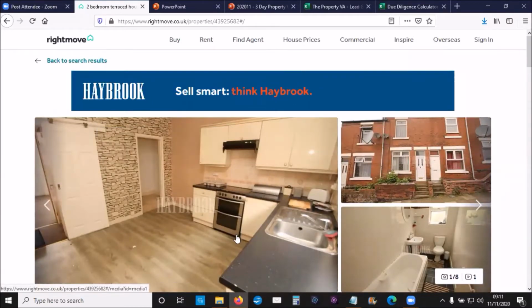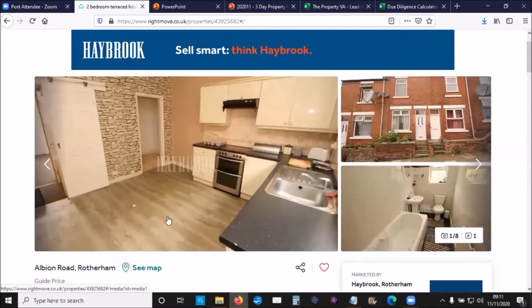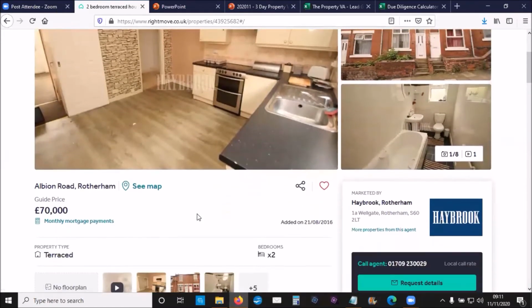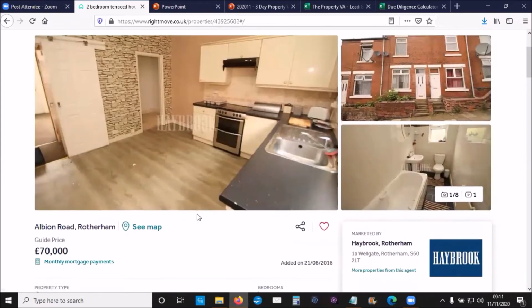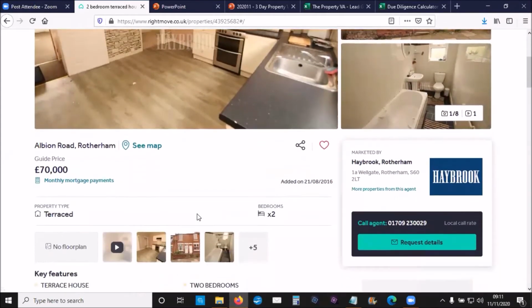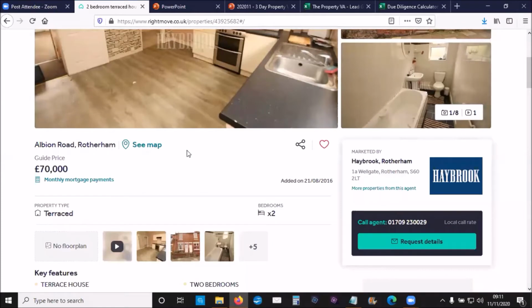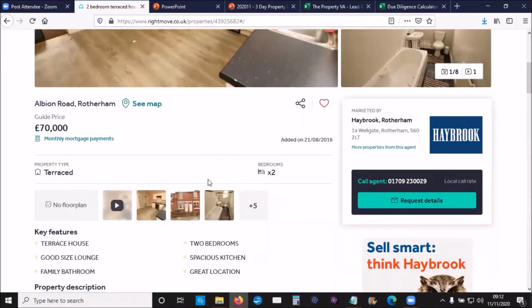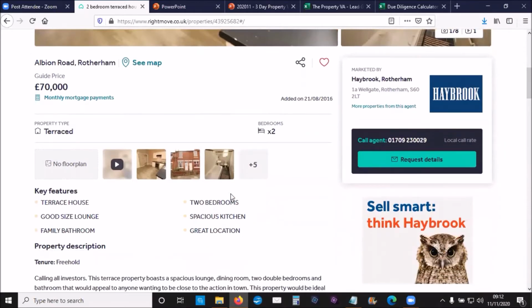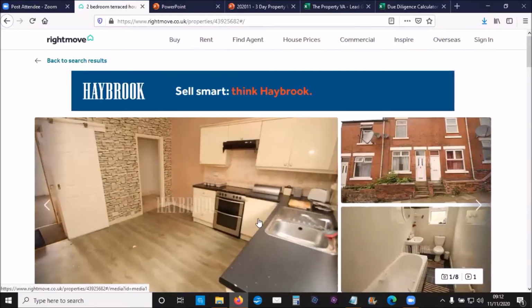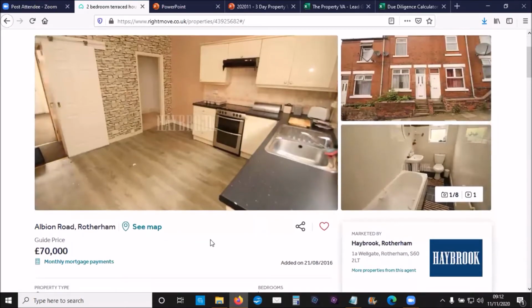Just close lots of pop-ups here. Okay, so we've got this property which is on the market for £70,000. It looks like Rightmove has changed their layout overnight. This is interesting. This isn't the Rightmove that we saw yesterday, but here we are. So we've got here £70,000 on a property that's in Albion Road, Rotherham.